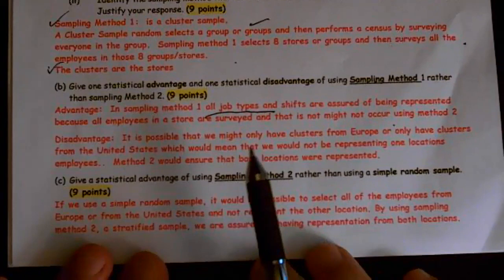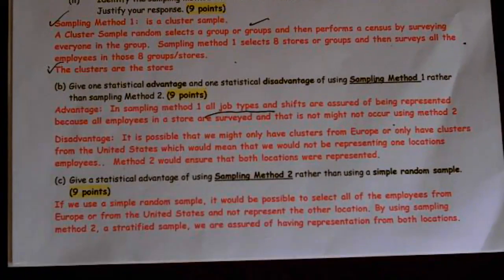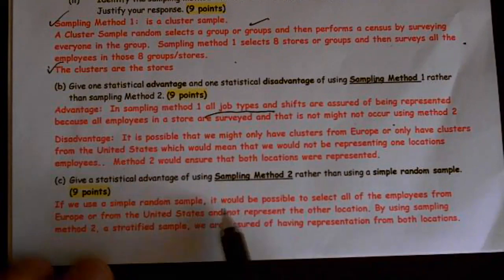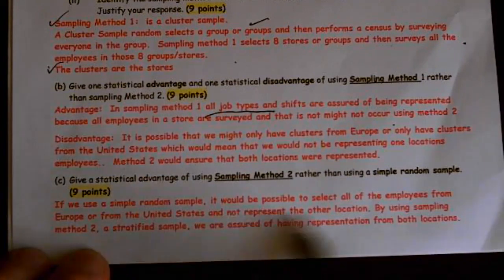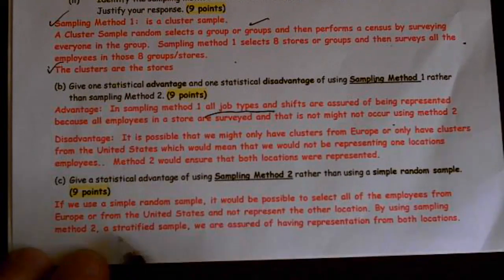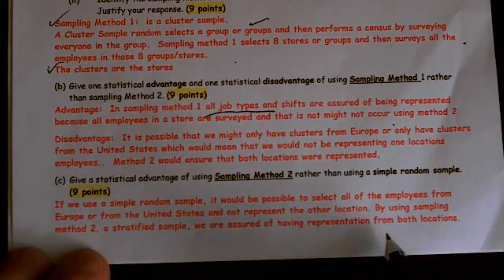The next one: give a statistical advantage of using sampling method 2 rather than a simple random sample. Simple random sample is putting everyone in a hat and drawing. So if we use a simple random sample, it'd be possible to select all employees from Europe or from the United States and not represent the other location. By using sampling method 2, a stratified sample, we're sure of having representation from both locations.